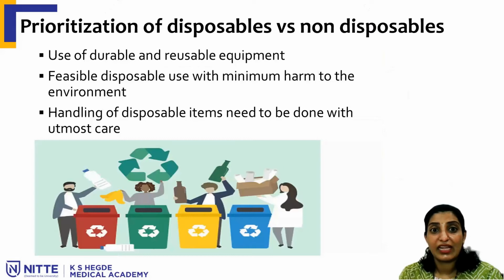When we are buying equipment in the waste production itself, we can minimize it by choosing non-disposable over disposable. However, they have to be made of durable and reusable materials so that they can be reused at a later point of time. If we are using a lot of disposables, this should have minimal effect on our environment, and these should be handled with utmost care.